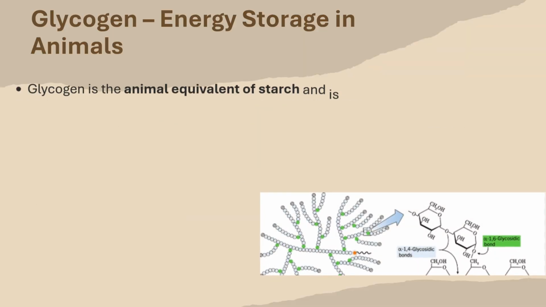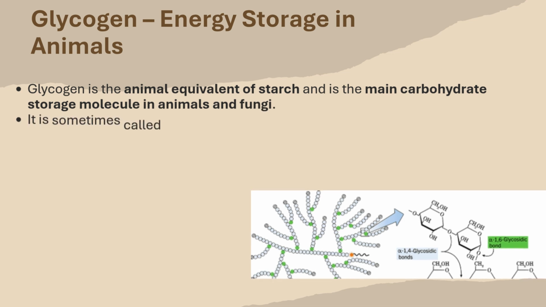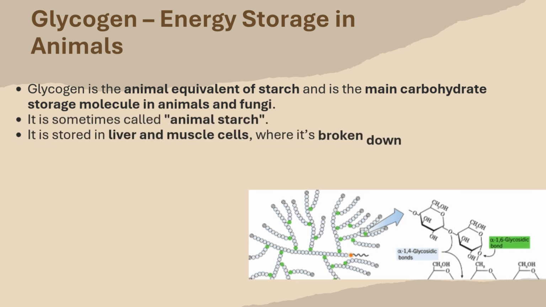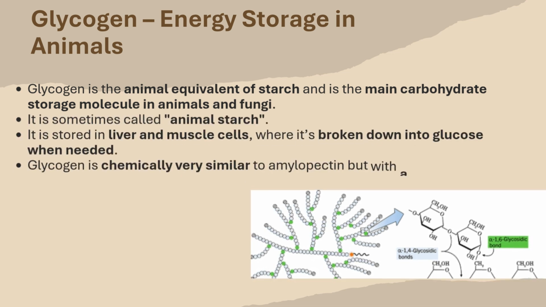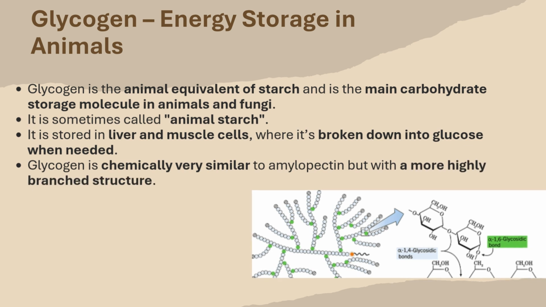Glycogen, energy storage in animals. Glycogen is the animal equivalent of starch and is the main carbohydrate storage molecule in animals and fungi. It is sometimes called animal starch. It is stored in liver and muscle cells, where it's broken down into glucose when needed. Glycogen is chemically very similar to amylopectin but with a more highly branched structure.